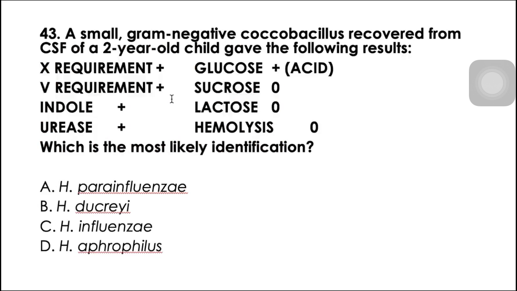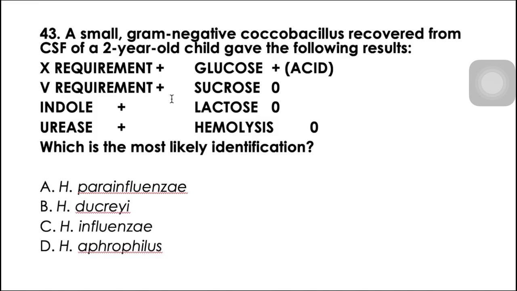Next, number 43. A small gram-negative coccobacillus recovered from CSF of a 2-year-old child gave the following result. So doon pala may clue na tayo, no? A case of meningitis in a young population, among children, no? So 2 years old. E di ba, kung ating nire-review, yung case ng meningitis, common among children, 1 month to 5 years old. Common dyan ang Haemophilus influenzae.